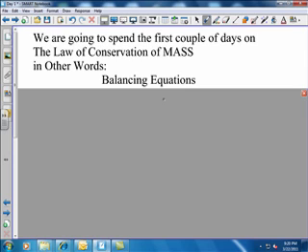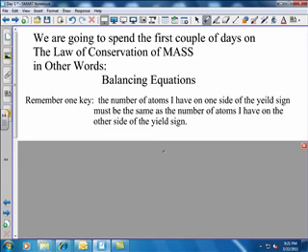So what we're going to spend the first couple days on here is the law of conservation of mass. In other words, we're going to look at balancing equations. This is something that you've done in the past. One key to remember when you're balancing equations is the number of atoms you have on one side of the yield sign must be the same as the number of atoms you have on the other side of the yield sign. Those must be identical.